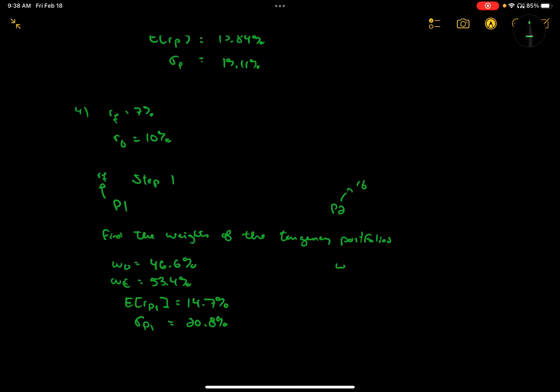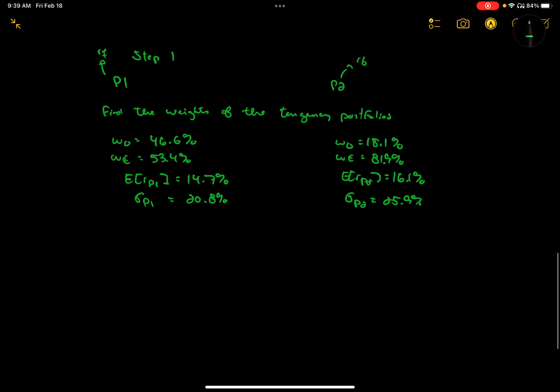Same thing for P2, so we find weight of D is equal to 15.1%, weight of E is equal to 81.9%, expected return P2 is equal to 16.1%. Standard deviation of P2 is equal to 25.9%. So using those values, we can find both A-min and A-max.